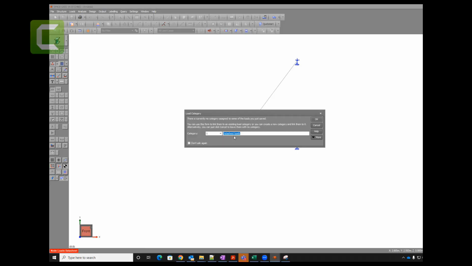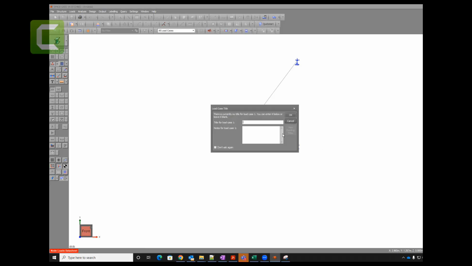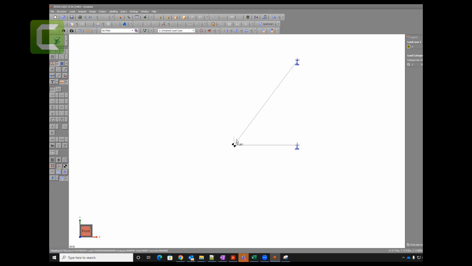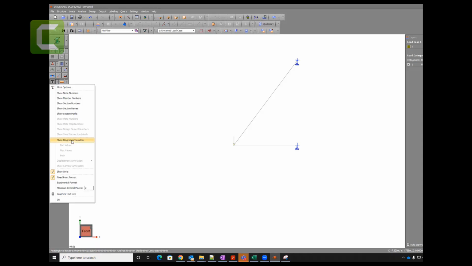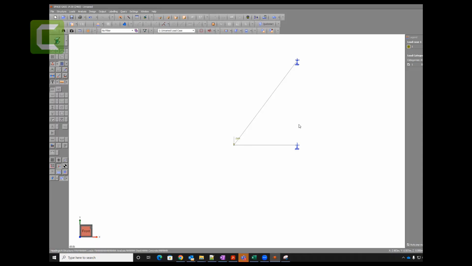And hit OK. Don't do anything else. Hit OK. Hit OK again. And you can see this arrow going down. If you're not seeing that arrow, you can hide this. You can check this and hide these origins if you like. And if you can't see the number, then you go here and show diagram annotations and hit OK. And you can see -2 kilonewtons going down, -2.